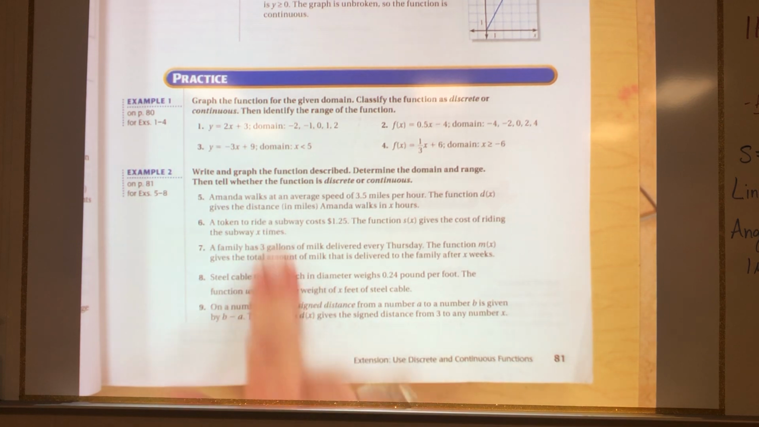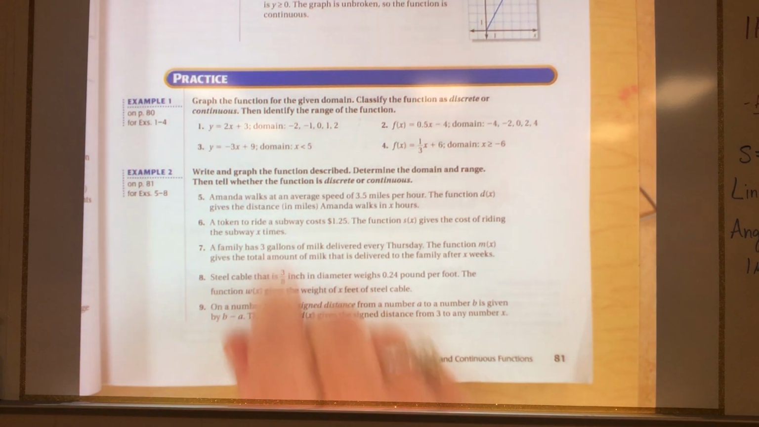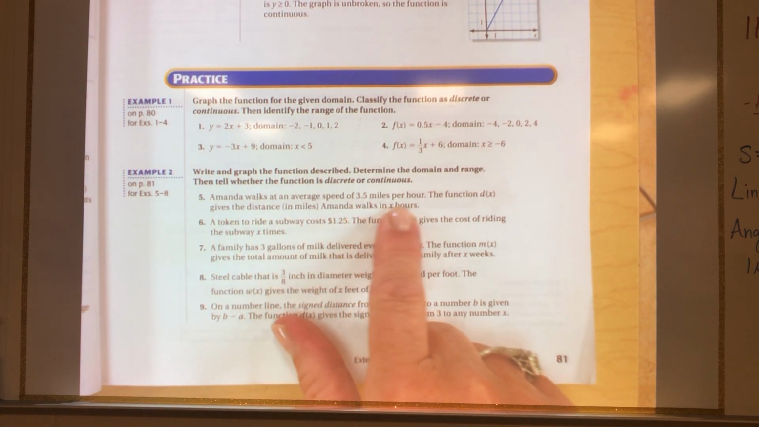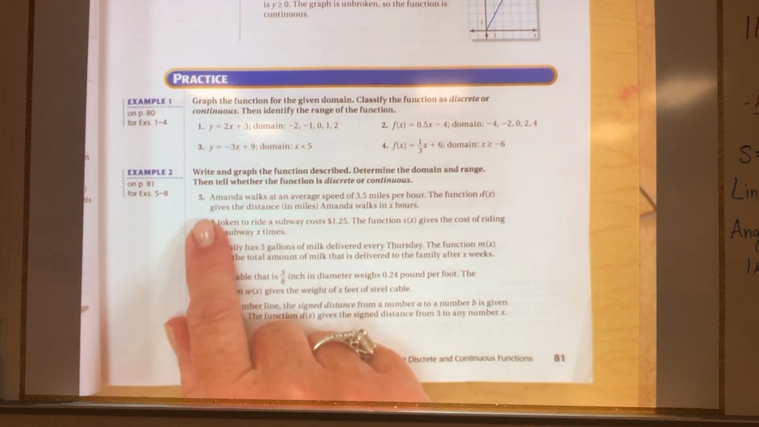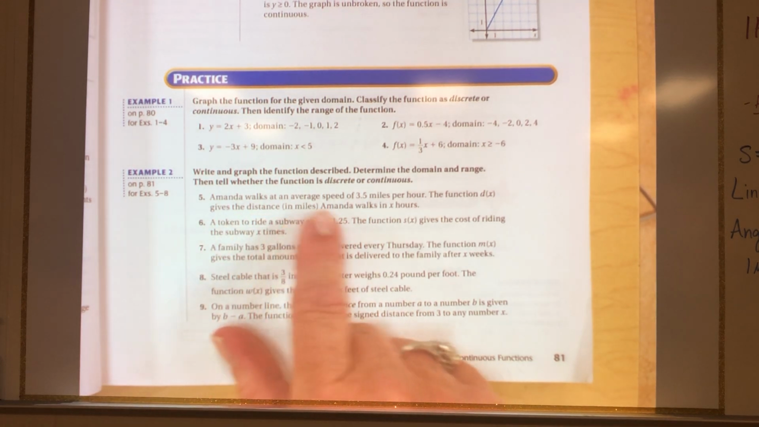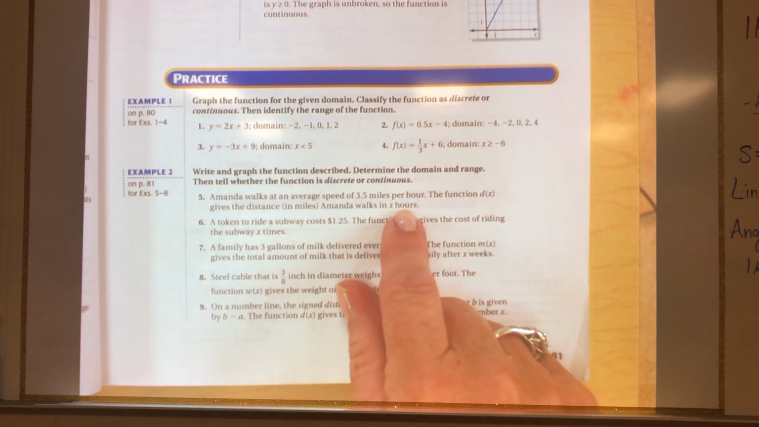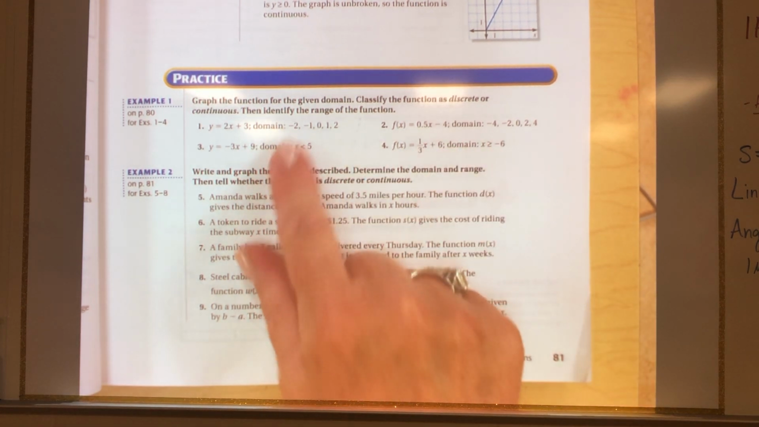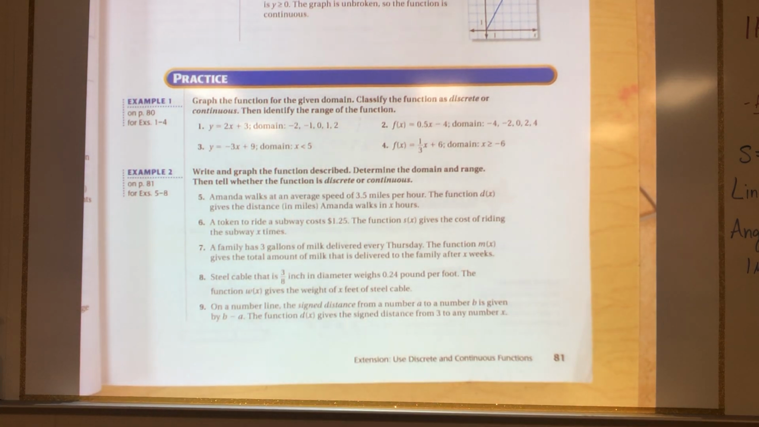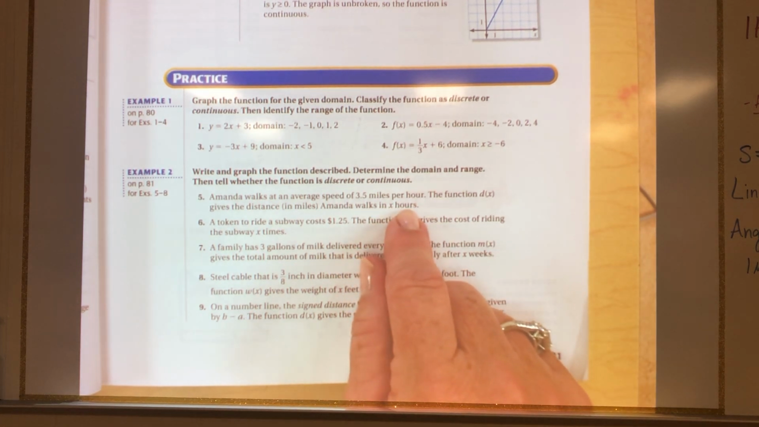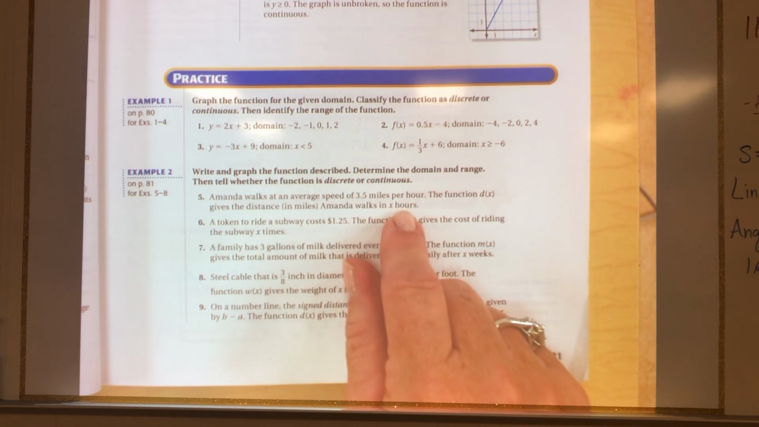All right, so these are real life application problems. The first one: Amanda walks at an average speed of 3.5 miles per hour. The function d of x gives the distance in miles Amanda walks in x hours. So the x value is what you're looking at. Notice that every time up here they gave me the domain, and the domain was the one that told me if it was discrete or continuous. So obviously I'm looking at x hours. Time. Discrete or continuous?